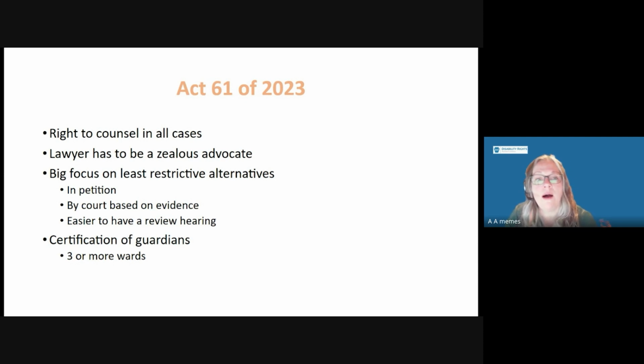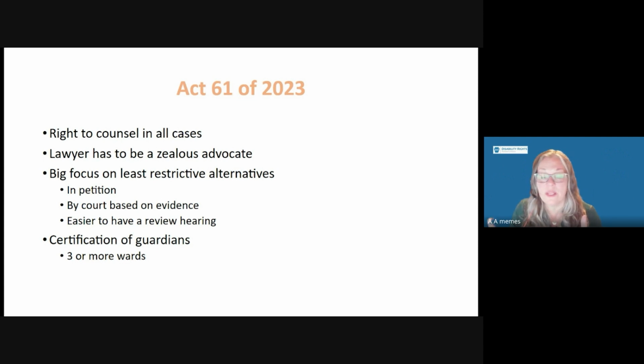Another thing that Act 61 does is it has a big focus on these lesser restrictive alternatives that we've been talking about, supported decision-making and substitute decision-making. In the petition, those things have to be listed: were these things tried for a person with a disability, and if they didn't work, why not? You have to specifically say. And then the court in making a decision has to have specific findings on those things. There's a list of lesser restrictive alternatives, all the things that we've talked about tonight, that are in the law, and the court's going to have to go through those one at a time and make a decision about whether or not they would work and whether the team tried to do that, et cetera.